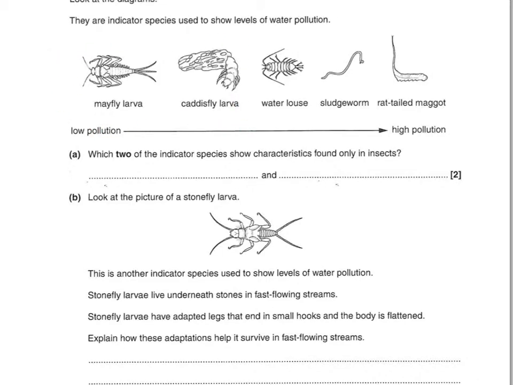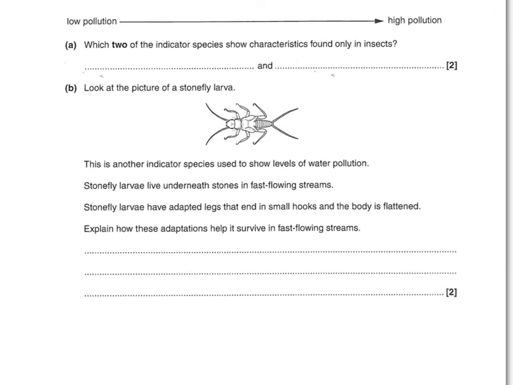Look at a picture of a stonefly larva. This is another indicator species used to show levels of water pollution. Stonefly larvae live underneath stones in fast-flowing streams. Stonefly larvae have adapted legs that end in small hooks and the body is flattened. Explain how these adaptations help it survive in fast-flowing streams.